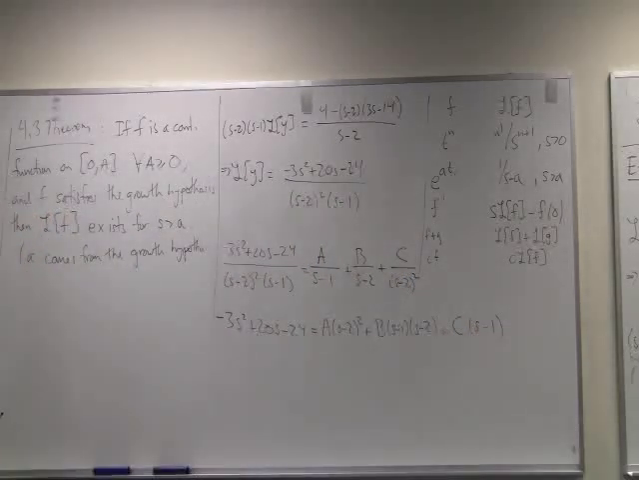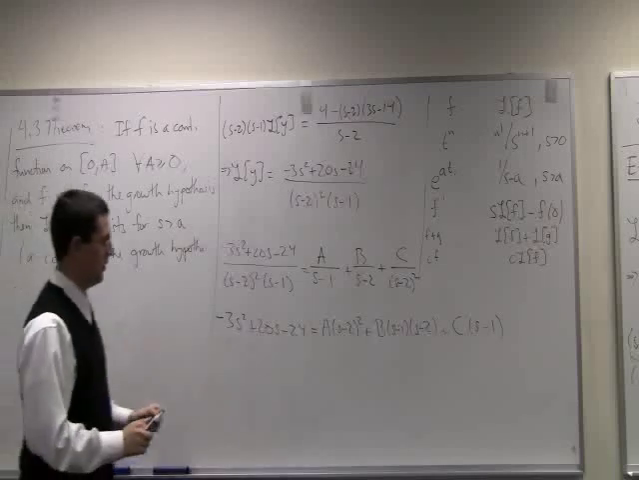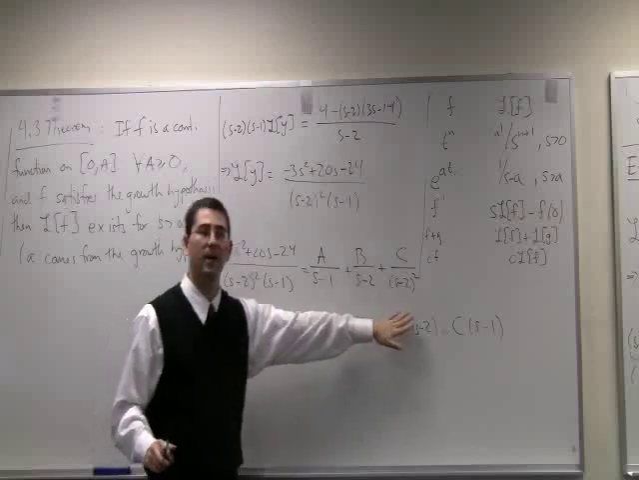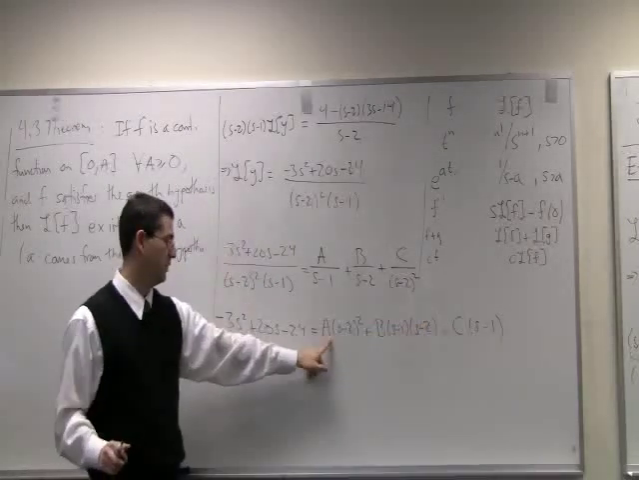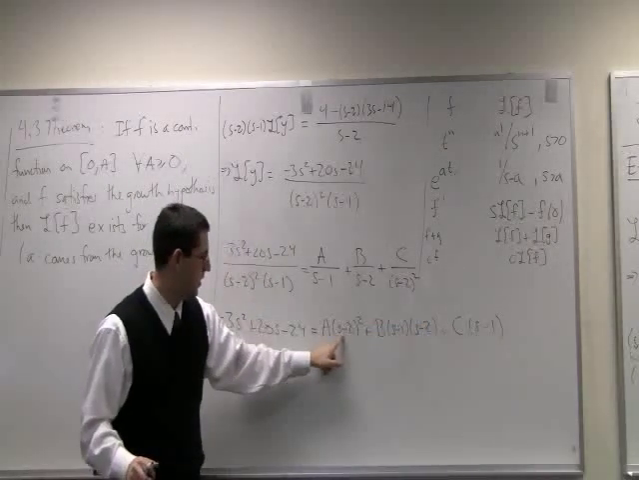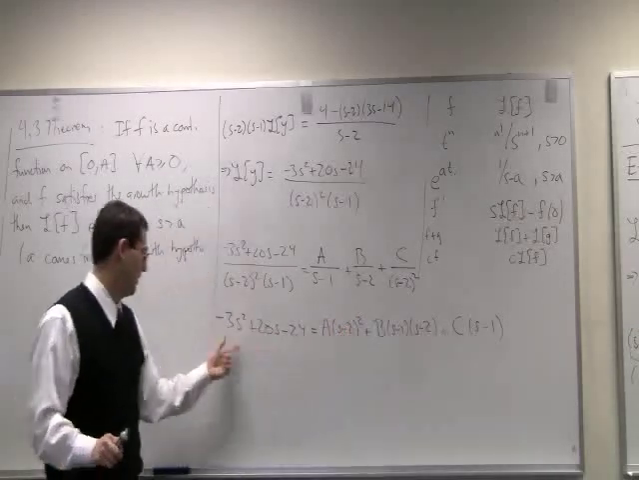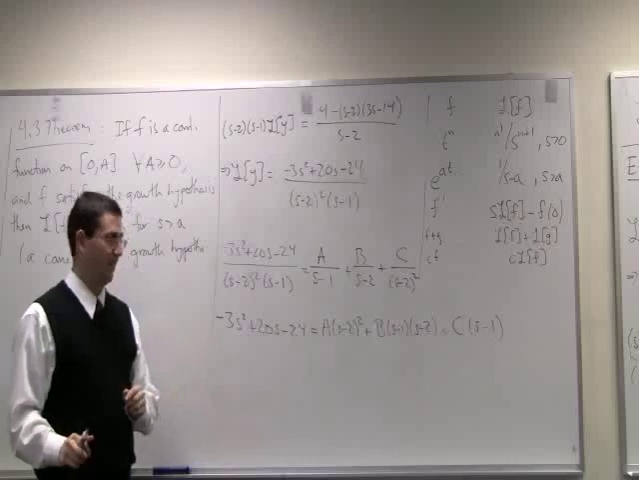Okay. So I cleared the denominator. If I set s equal to 1, then these terms die, and you're just left with a times, well, when s is 1, you just get 1 here. You just get a. So a is exactly what you get when you put s equal to 1.